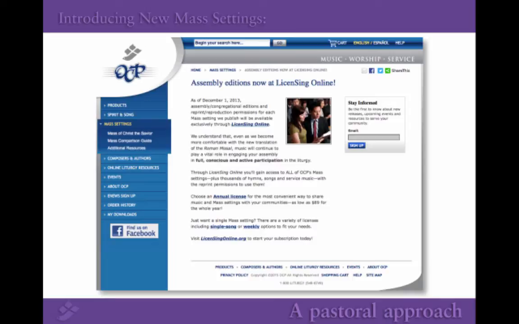On OCP.org, if you look at the left-hand column, it has places where you can click mass settings, and then eventually you'll find this page, Assembly Editions, now at licensing.org. After you choose a mass setting that might not be in Breaking Bread, and you want to print out the assembly boxes and a homemade worship aid, this is how you can do it. I won't read it all for you, but it is here. It's very convenient. After you purchase the octavos for that mass setting, you have permission, but you have to apply for it here at licensing.org to make that homemade worship aid. Very easy. It's a matter of justice and compensation for the composer and for the church, which owns the mass text.